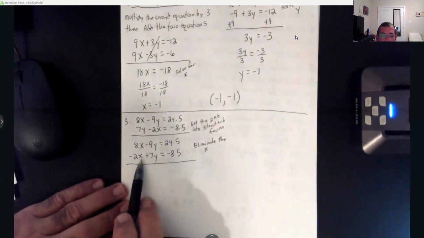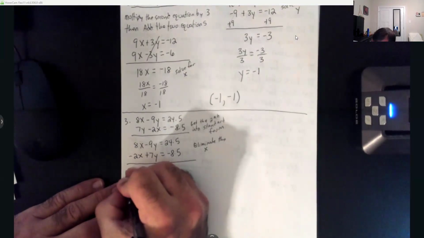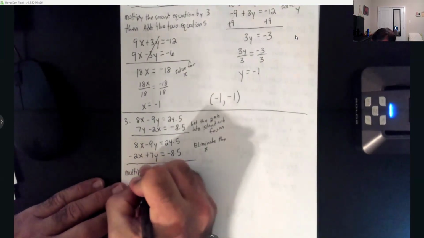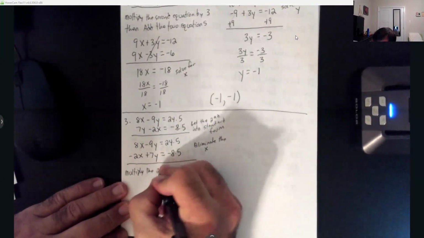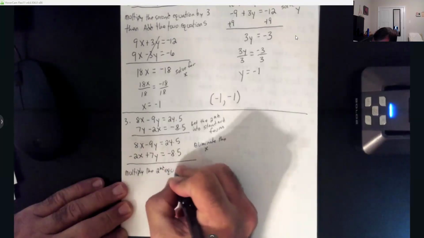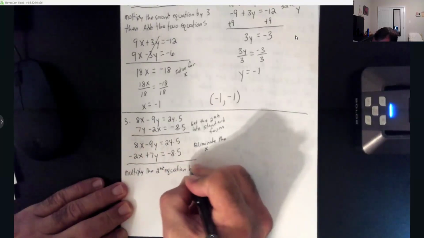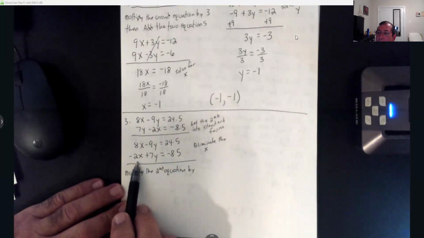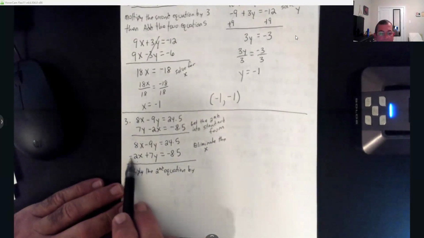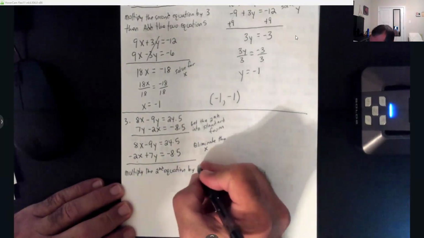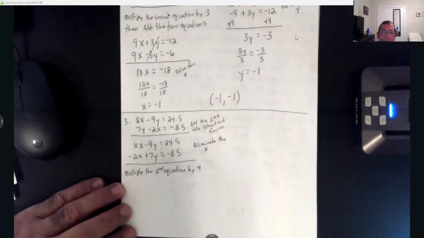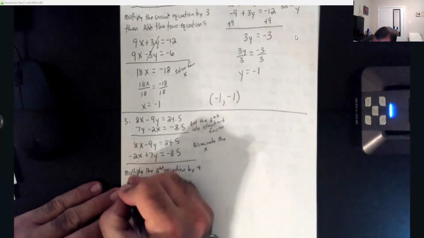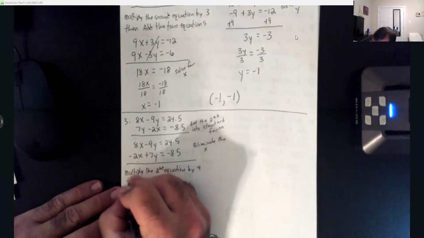So remember, to eliminate the x, I'm going to multiply the second equation. Well, that's a -2, and I want to make that a -8. I'm going to multiply this whole second equation by a 4. And once I do that, then add the two equations.